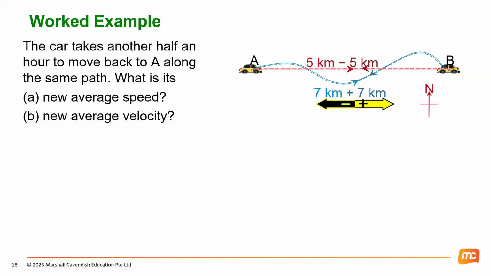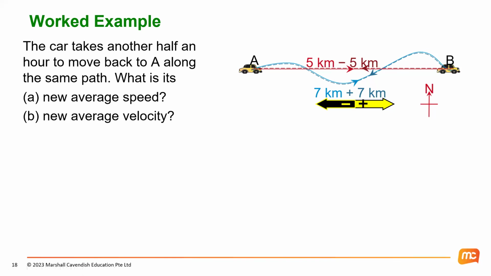Okay, the next word example. The same car now I take another half an hour. So total I take 1 hour. Just now half an hour to move from A to B. And then now I travel back along the same path, the blue path, another 7 kilometers. Back to A again, I take another half an hour. So what is now the new average speed?